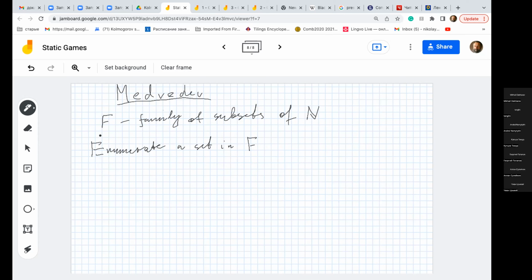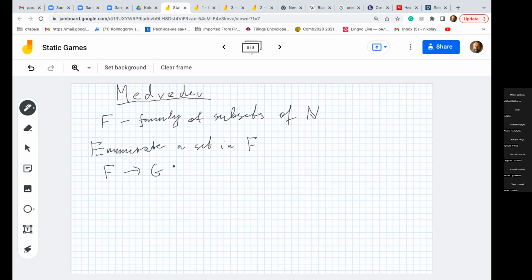Now, for Medvedev, one can also define some version of OR and AND, but now we will be interested only in implication. So assume that we have F and G, and we want to define F implies G. This must also be a family of subsets of N. So Sasha, how would you define this?